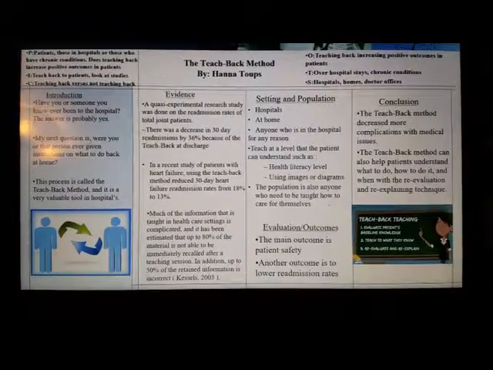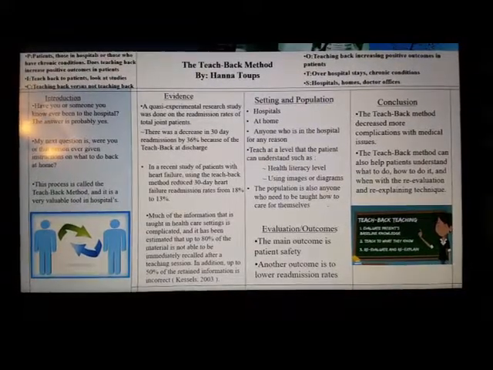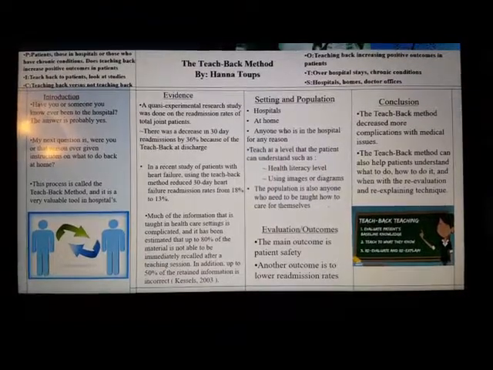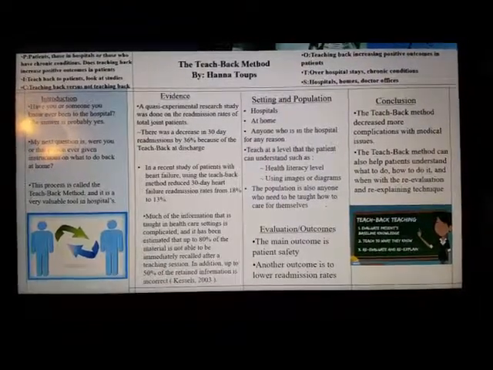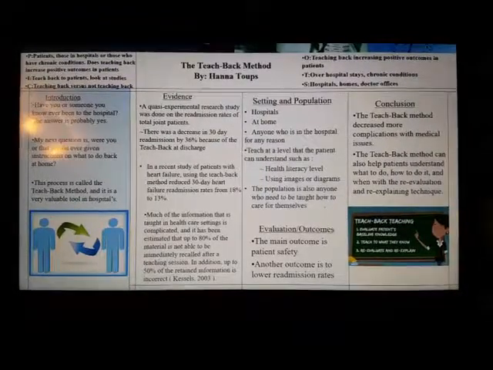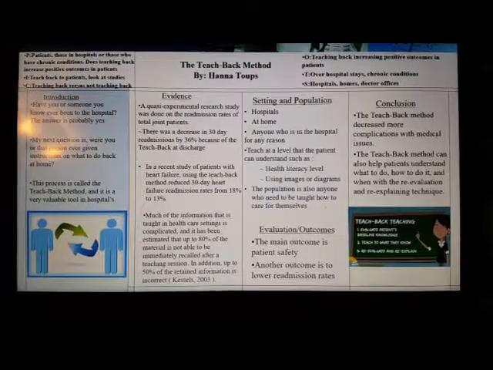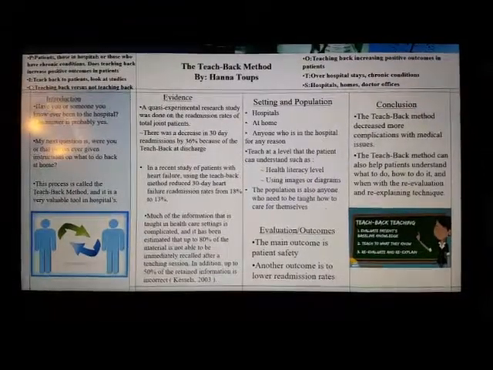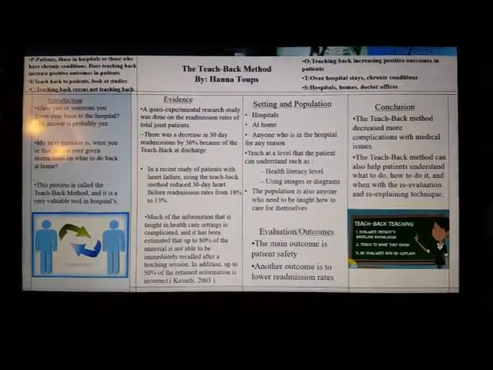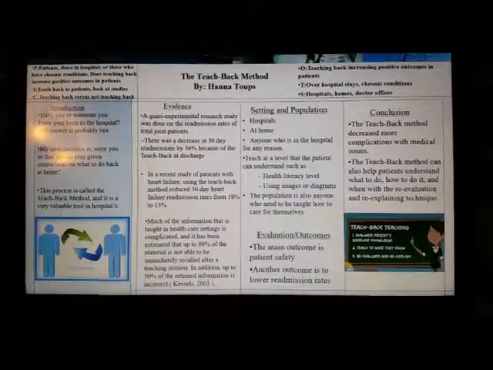of medical professionals. The main outcome of the Teach Back method is for patient safety, but also to lower readmission rates for the same issue that one may have gone in for in the first place. The Teach Back method decreases more complications with medical issues. The Teach Back method can also help patients understand what to do, how to do it, when with the reevaluation and re-explain technique.